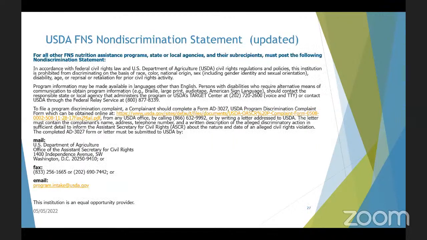Okay, so we're getting towards the end of our presentation. Remember to include the updated USDA non-discrimination statement on any communication about child nutrition programs. New Hampshire requires that USDA non-discrimination statement is included in school menus. It can be the short form, this institution is an equal opportunity provider.